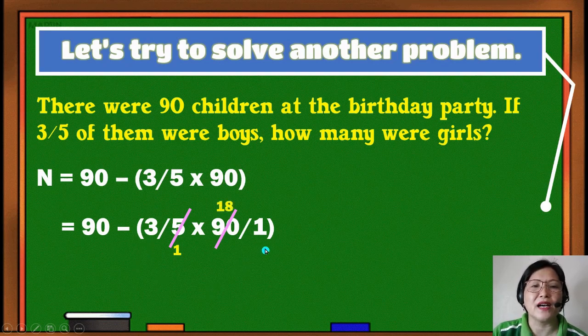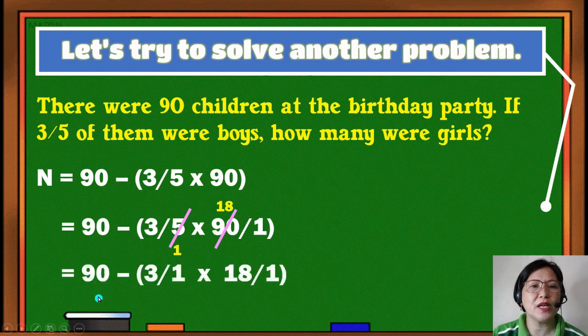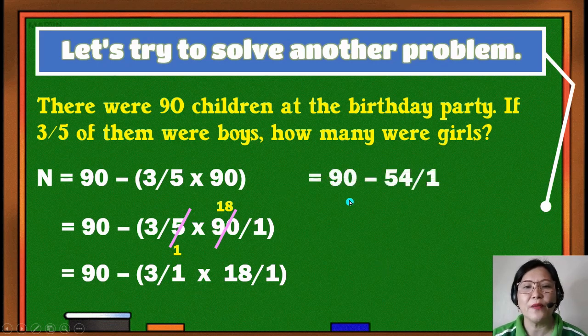Why did I not cancel 3 and 1? Because there is no greatest common factor between them. So we will not cancel them. And then let's continue. So this will become 90 minus 3 over 1 times 18 over 1. And the next will be 3 over 1 times 18 over 1 will become 54 over 1. And then, since there is no fraction with 1 as the denominator, automatically 54 over 1 will become 54.